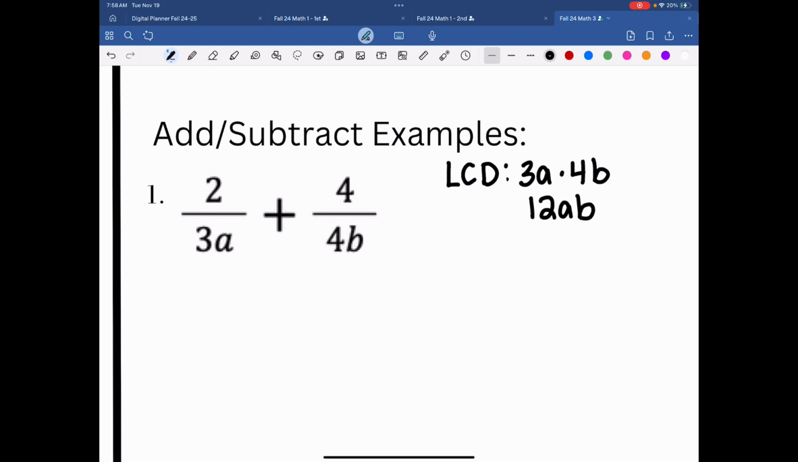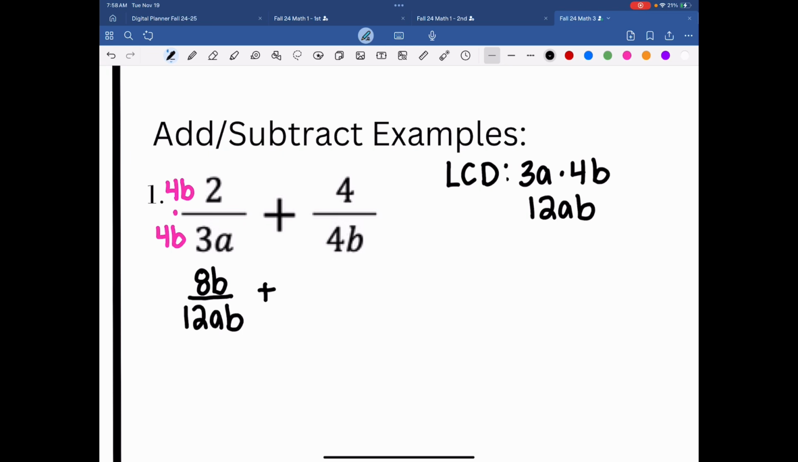So what we're going to do is multiply this side by 4b, and we've got to multiply it by the top and by the bottom. When we multiply it by the top, we're going to get 8b plus 12ab.